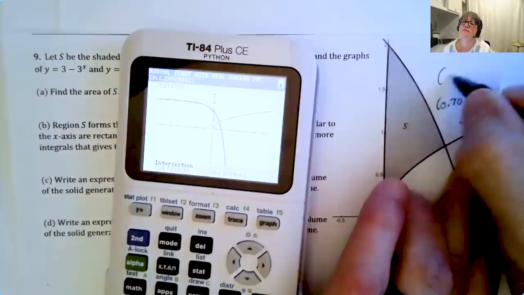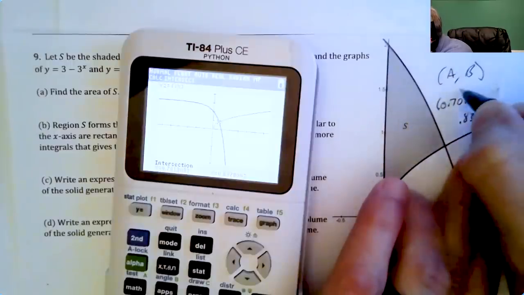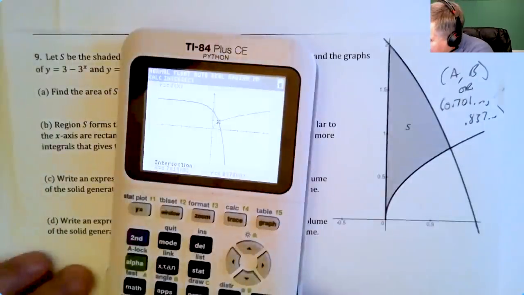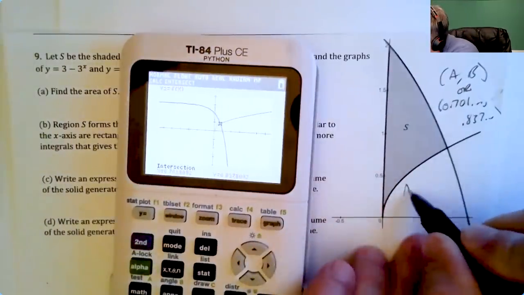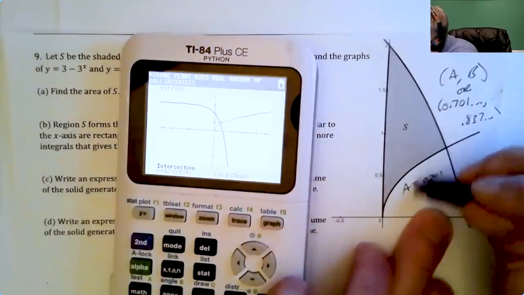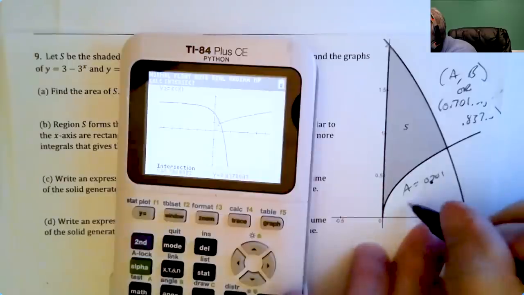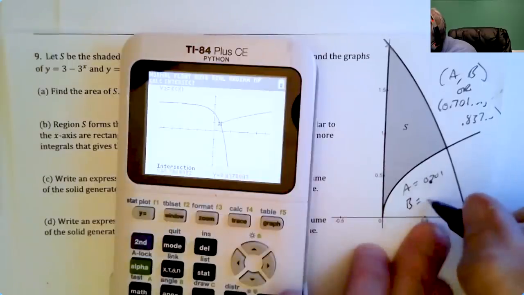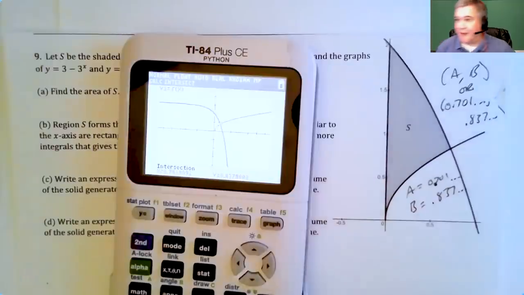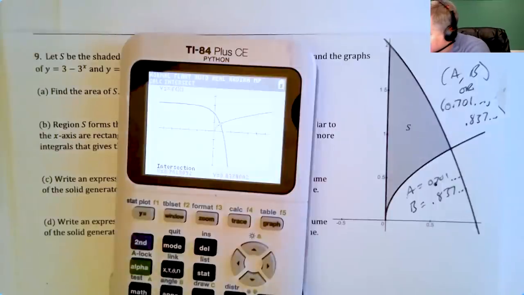I'm going to call that the point AB. And I'm going to say over here, A is 0.701, with the dot, dot, dot, because I am not going to round these. I'm going to keep the whole number. I don't want error creeping up into my answers.